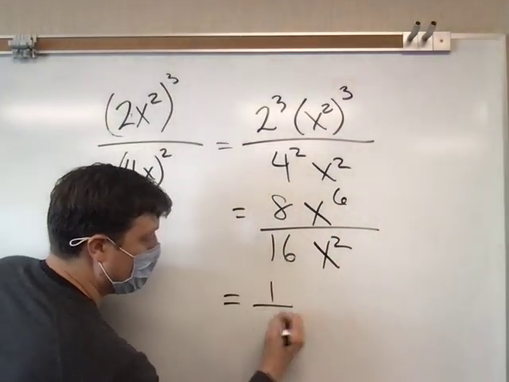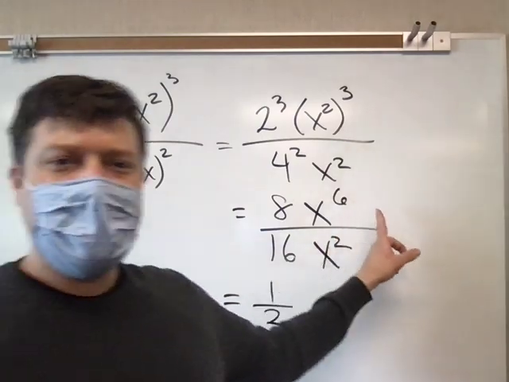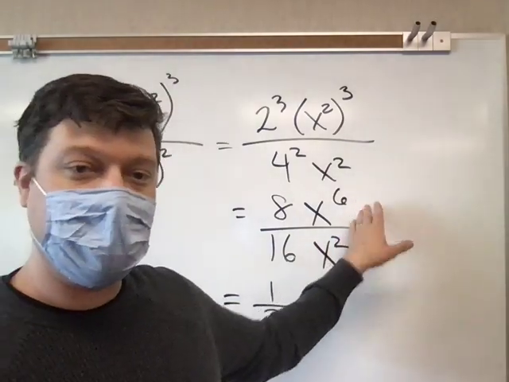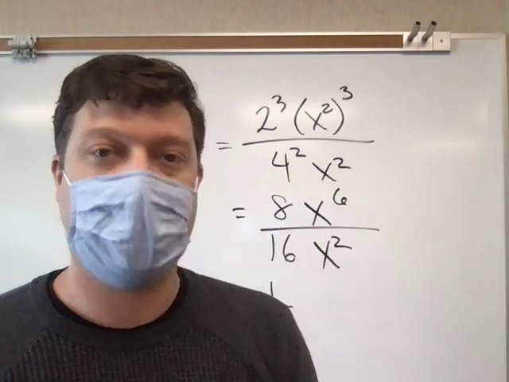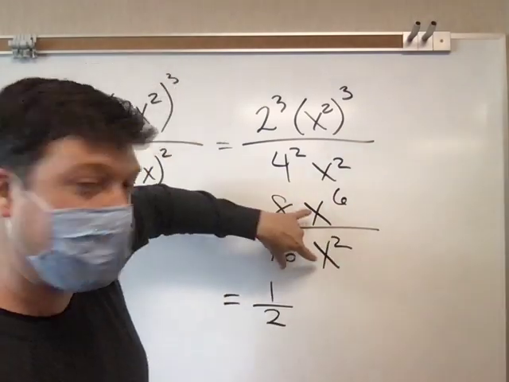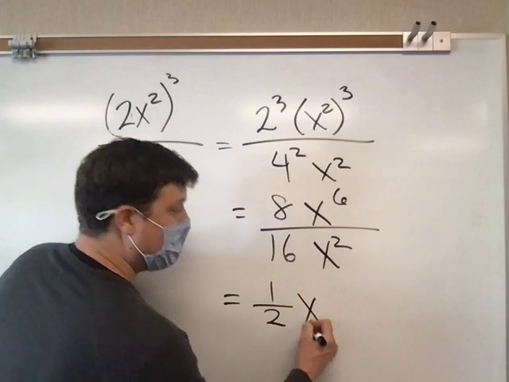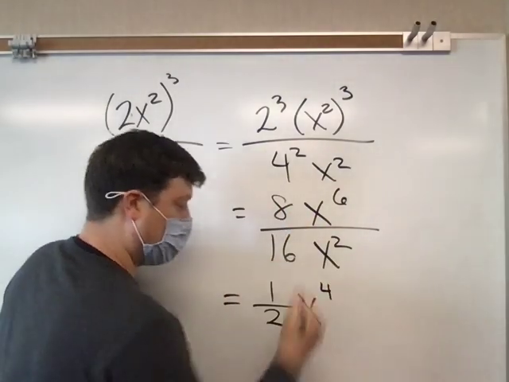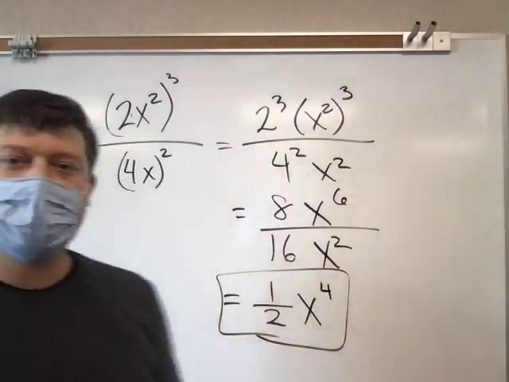So there's that one. And now we have a continued situation with quotients. X to the 6th and x squared, you subtract the exponents because they have the same base. So 6 minus 2, 4. There's our answer.